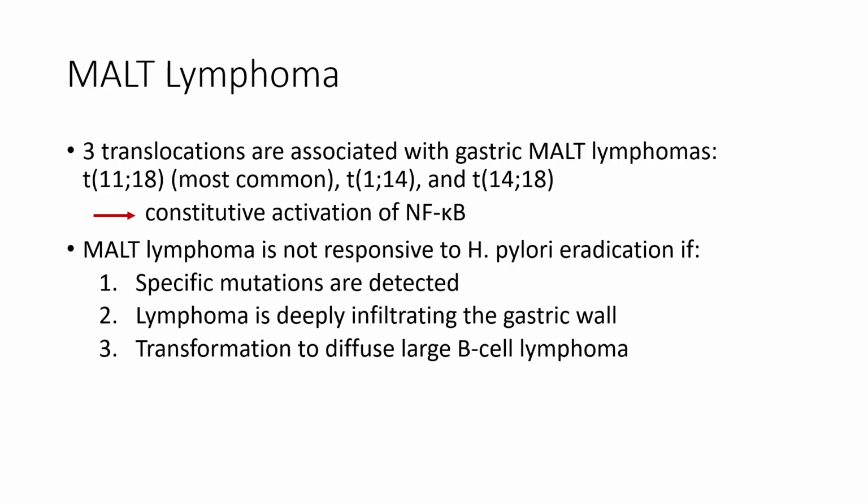However, there are certain scenarios where the MALT lymphoma is not responsive to H. pylori eradication, and these include if specific mutations are detected, such as if these translocations are present, if the lymphoma is deeply infiltrating the gastric wall, and if the lymphoma has transformed to a high-grade lymphoma, such as diffuse large B-cell lymphoma. Diffuse large B-cell lymphoma is more aggressive than MALT lymphoma, and if present, the patient must be treated with chemotherapy.